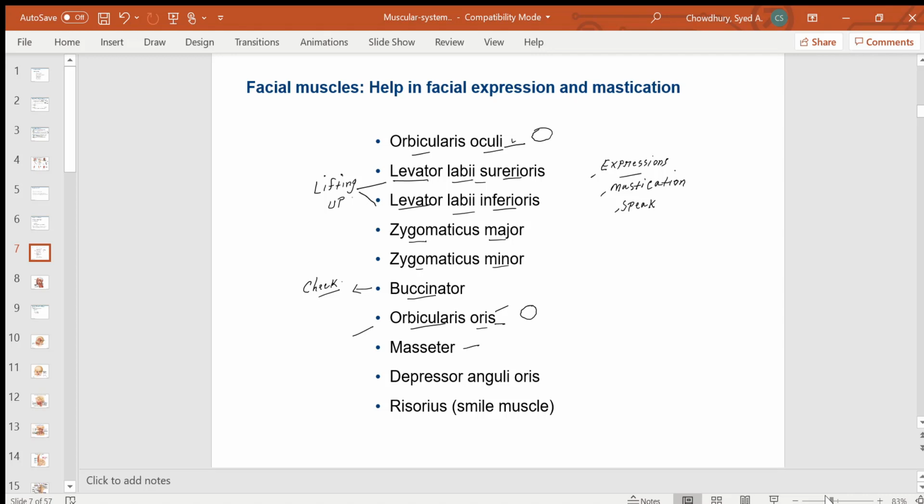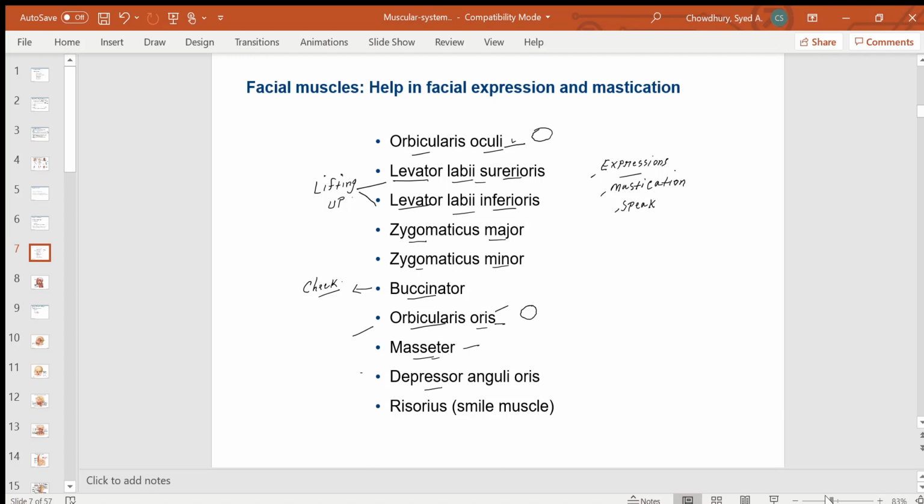Masseter is the strongest muscle of the face, and this is the main muscle of mastication. If you want to crush something hard like bone, you use this muscle because it is a very strong, powerful muscle. When you clench your teeth, you can actually feel with your finger or hand that the muscle gets very strong, hard. So that is the masseter.